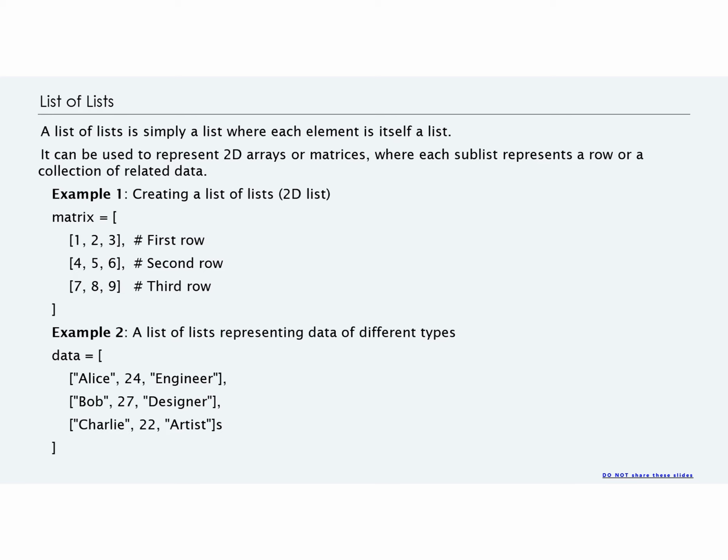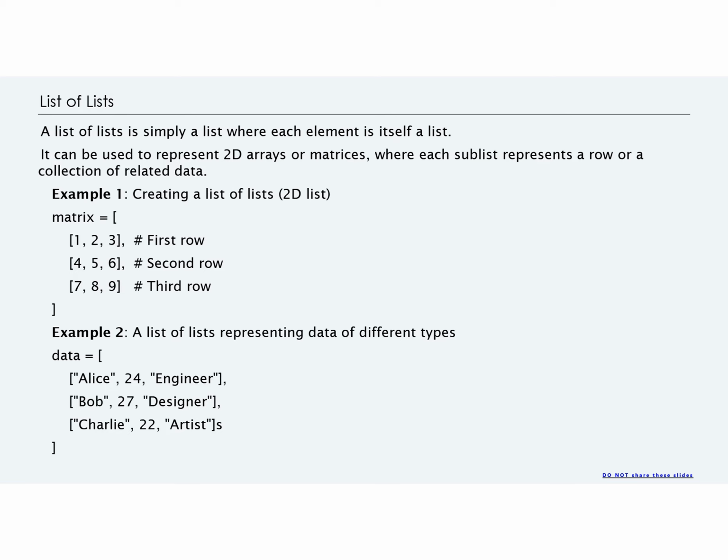Now imagine a list where each item is another list. This is a powerful way to organize data, akin to a 2D array or matrix. Each inner list can represent a row or a set of related information. For example, here's a simple 2D list or matrix. The first row is 1, 2, 3, the second row is 4, 5, 6, and the third row is 7, 8, 9.